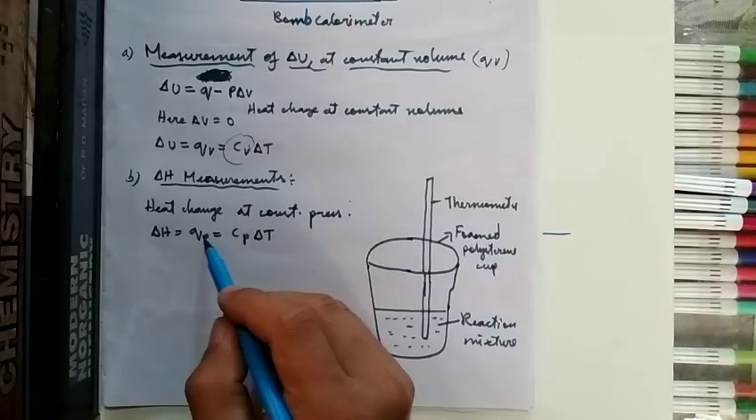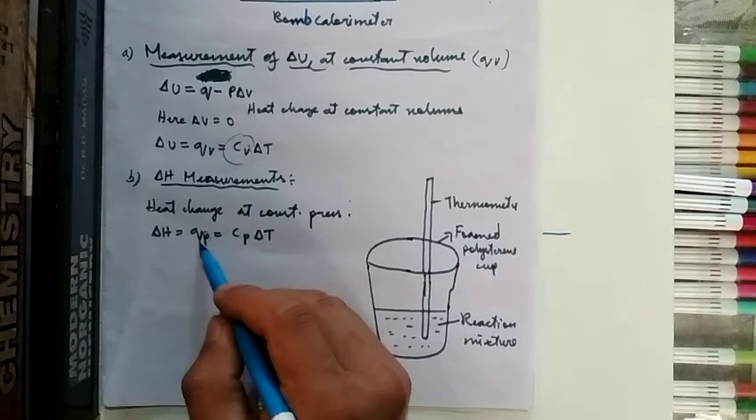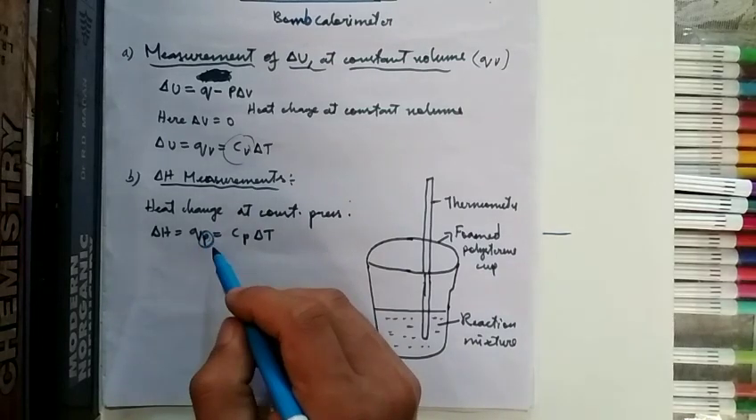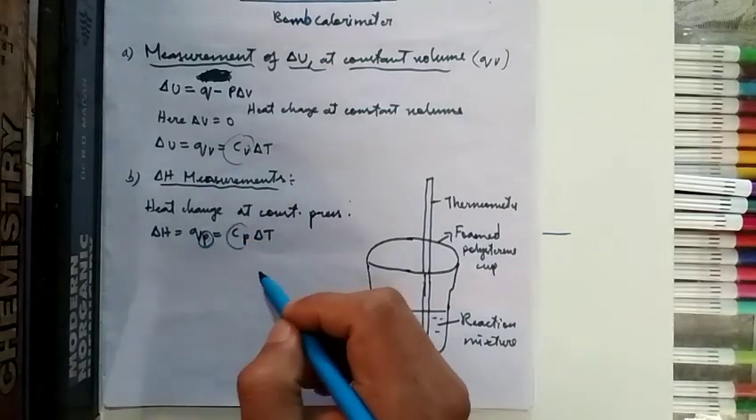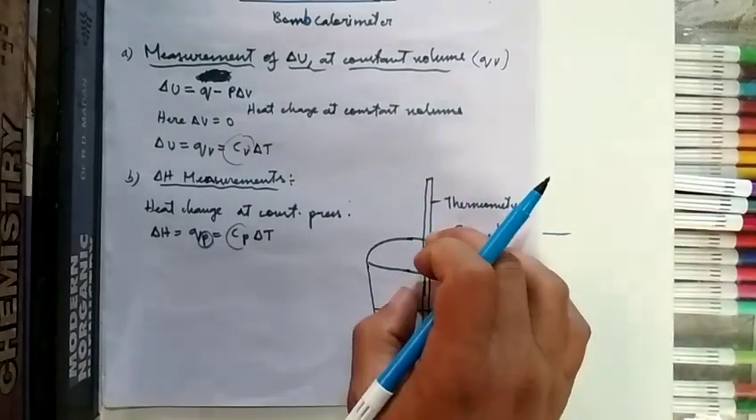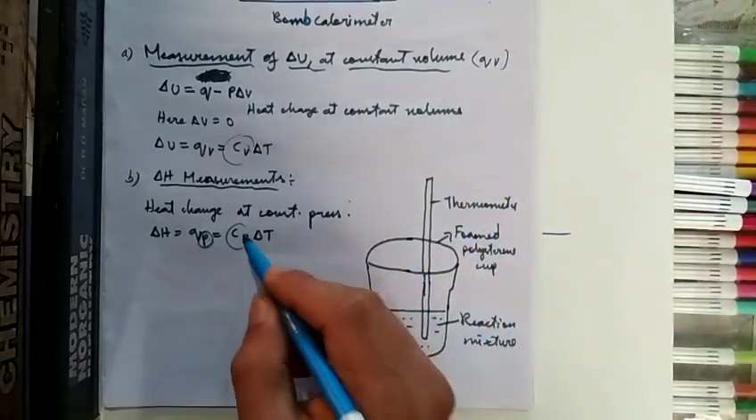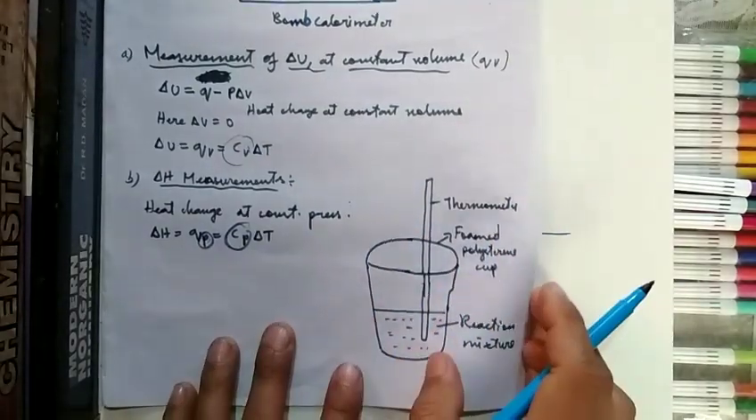So at constant pressure, we write Q as QP. That means at constant pressure, delta H is equal to QP, which is equal to CP delta T. From here we can find out the heat capacity at constant pressure.